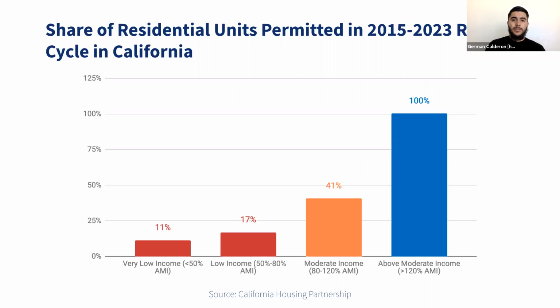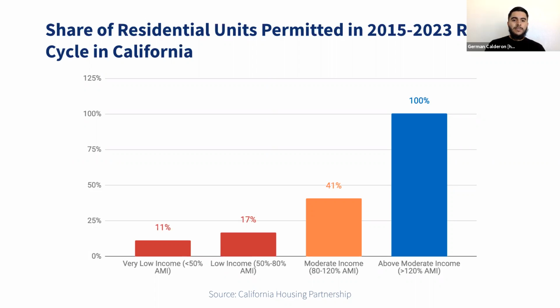And as you can see, we're doing a pretty good job at meeting our RHNA goal for the above moderate income housing bracket. So that's that big blue bar on the right side of your screen. And that's affordable to people making that good salary we just talked about. But we're not building anywhere close enough housing for lower and moderate income people. Those are the smaller bars, the red ones on the left side of the screen.